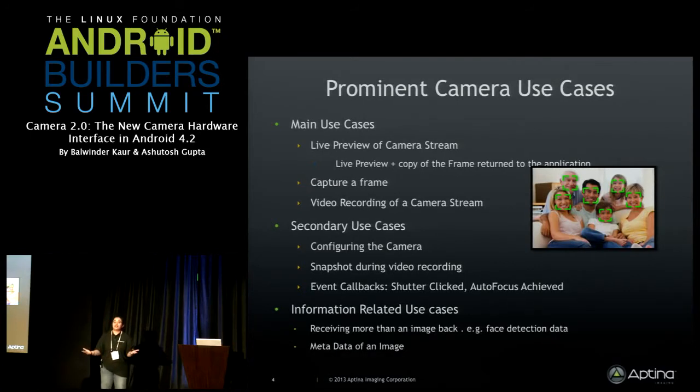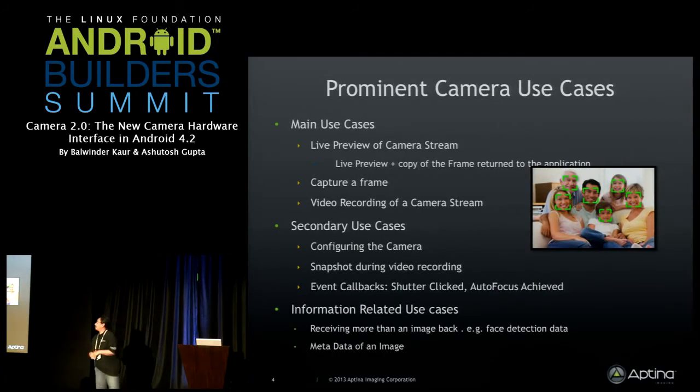That's the most common use case of an image sensor. I'll talk a little bit about the emerging field of embedded computer vision, where image sensors are not necessarily used for getting images, but also as a means of getting information, especially for context-aware phones. Finally, we have video recording of a camera stream.